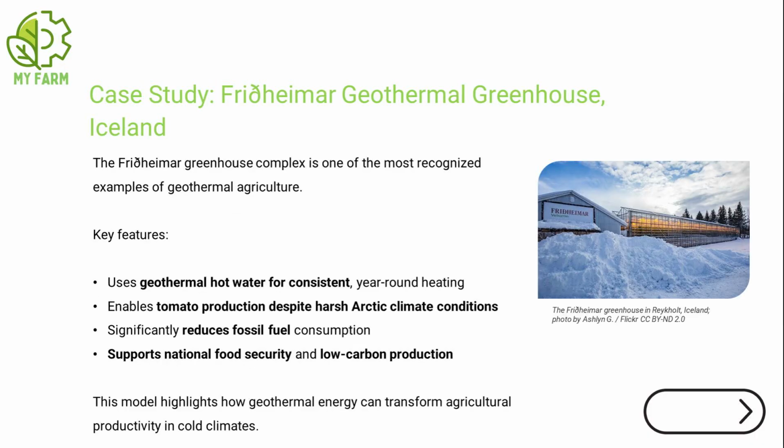A compelling example of geothermal agriculture in action is the Friheimar greenhouse in Iceland. Despite the country's cold climate and limited sunlight during winter months, Friheimar produces tomatoes year-round. Their success is due to the abundant geothermal heat beneath Iceland's surface. Hot water from geothermal wells is used to maintain optimal greenhouse temperatures throughout the year. As a result, the greenhouse operates with remarkable energy efficiency and minimal reliance on fossil fuels.